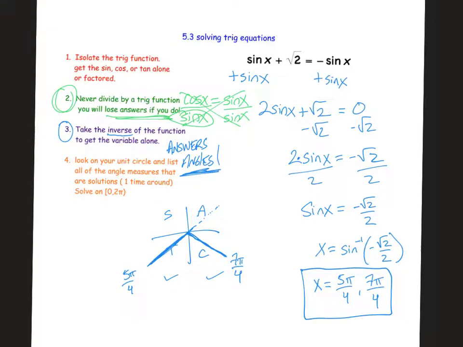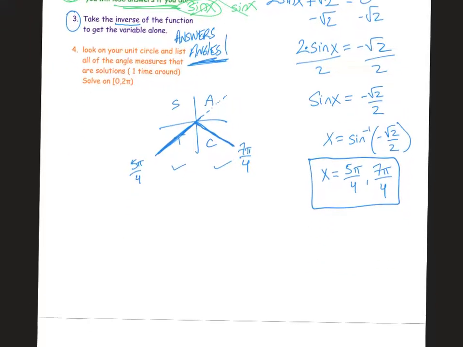Okay, let's do the next one. Alright, so again, we're trying to get the x all by itself. So probably naturally what you would want to do is add 2 to both sides. So we have secant x equals 2.